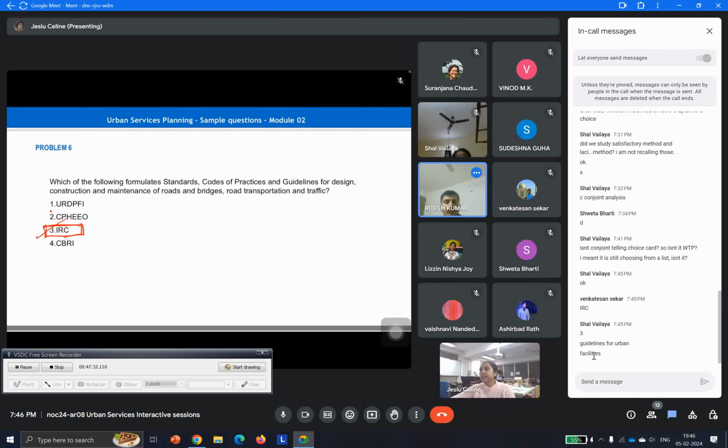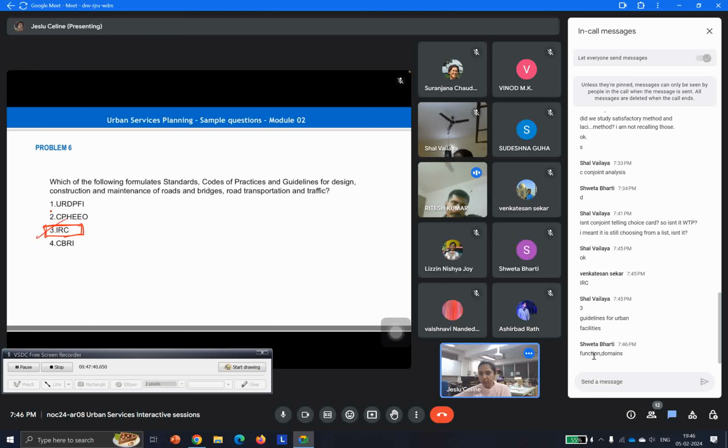Very good. Yeah. So it's mainly about overall urban development. It stands for Urban and Regional Development Plans Formulation and Implementation. That was URDPFI. That's what it stands for.